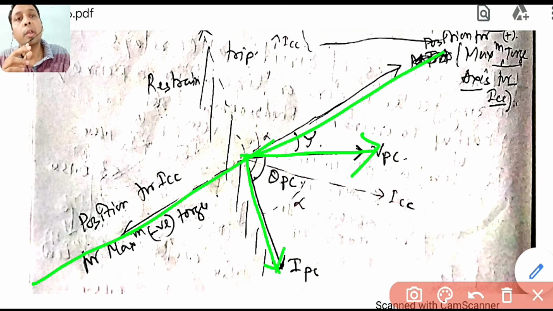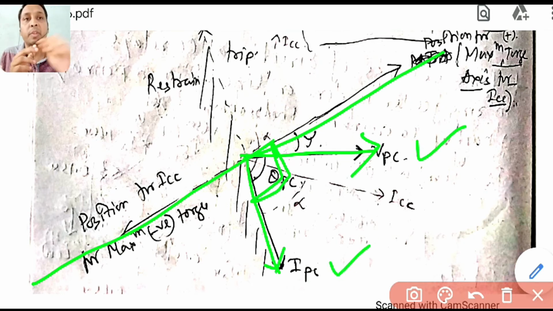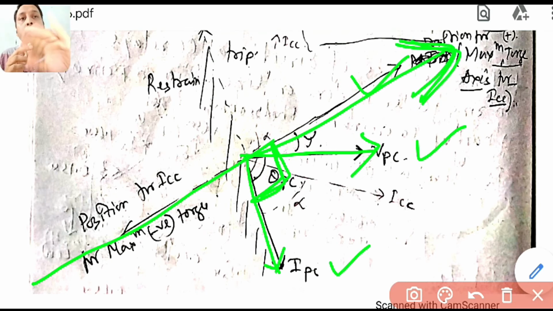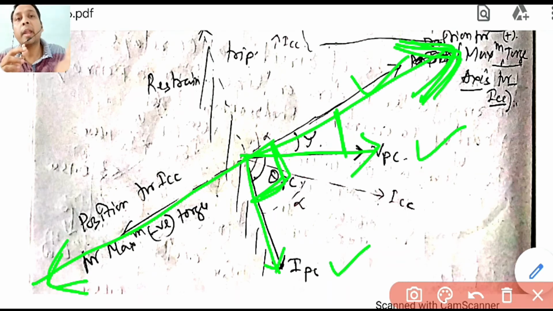How you will do it? You put a 90 degree to this IPC. First you draw VPC, then you draw IPC. Once you draw IPC, you can draw this line because that will be 90 degree to this one. So this side will be your positive side because your positive power flow will be when the angle between voltage and current is less than 90 degree. So this side becomes your positive side and this side becomes your maximum negative torque. So positive torque it will trip, in negative torque it will restrain.